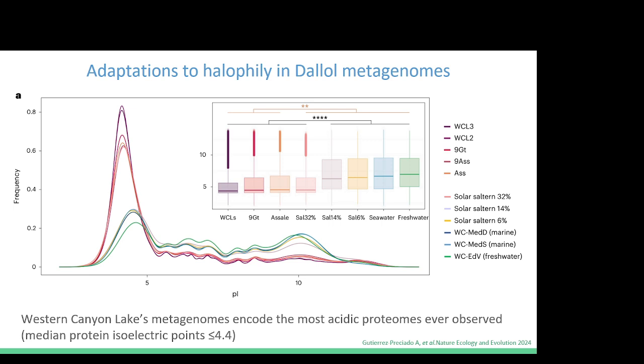In normal fresh water and marine water, the pI profiles of the proteomes normally follow a bimodal distribution, with one peak of proteins being acidic and one peak of proteins being basic. But as you start shifting towards higher salinity, the proteins start shifting towards a very acidic profile. And here you can see that the Western Canyon lakes encode the most acidic profiled proteins ever observed before.